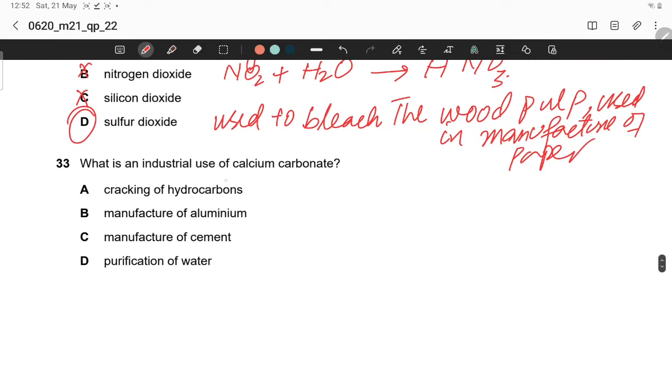What is an industrial use of calcium carbonate? Cracking of hydrocarbons, no, this is not used in hydrocarbons. Not used in manufacture of aluminium, no. Manufacture of cement, yes, in cement making calcium carbonate is used, so this is correct. Purification of water cannot be used.